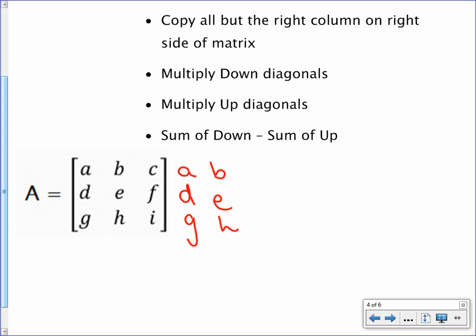Then it says multiply down diagonals, multiply up diagonals, and we're going to take the sum of the down minus the sum of the up. Go ahead and just write that, and then we'll do all of that together at once. Okay, maybe you're already ahead of me. Maybe you've already written that down.